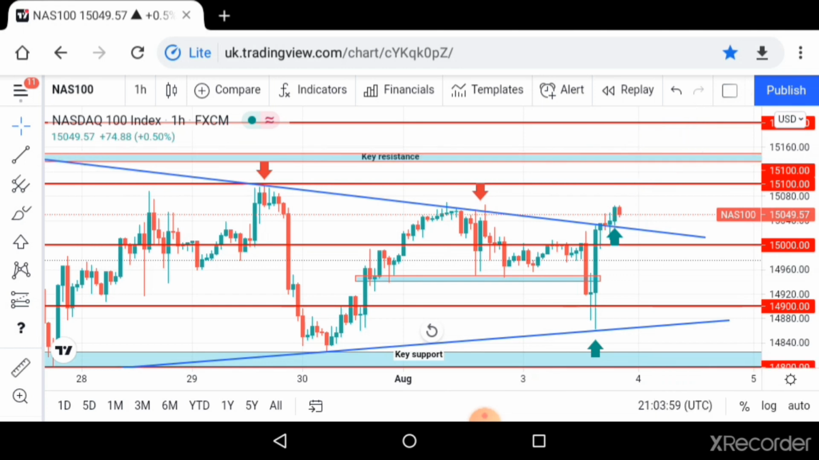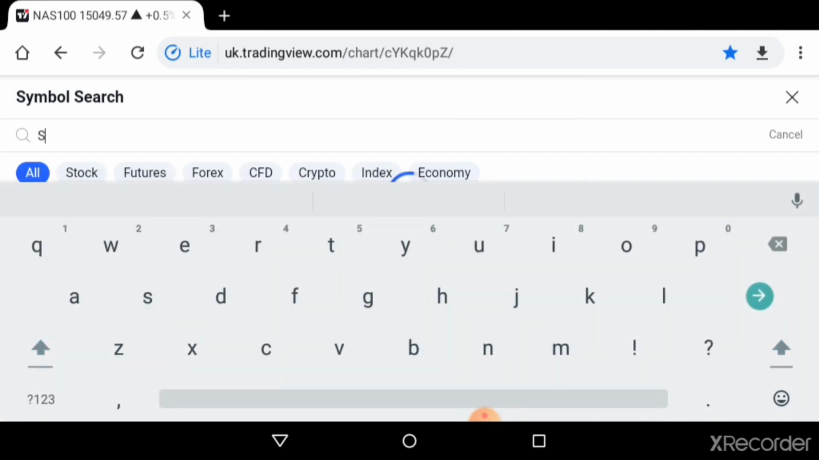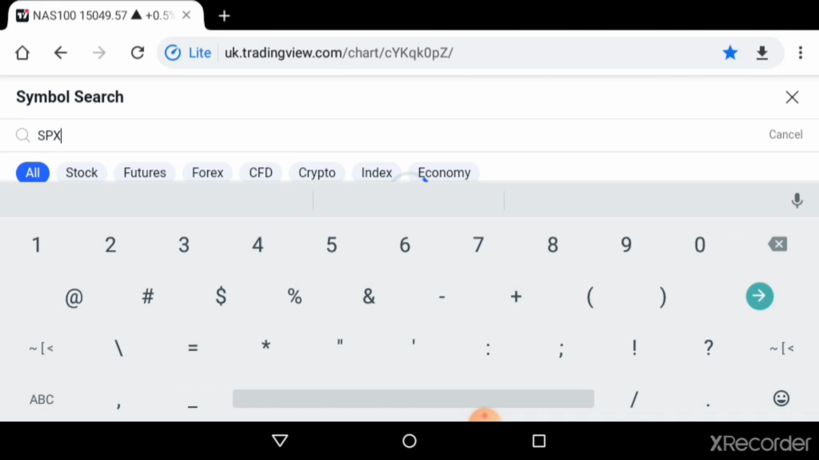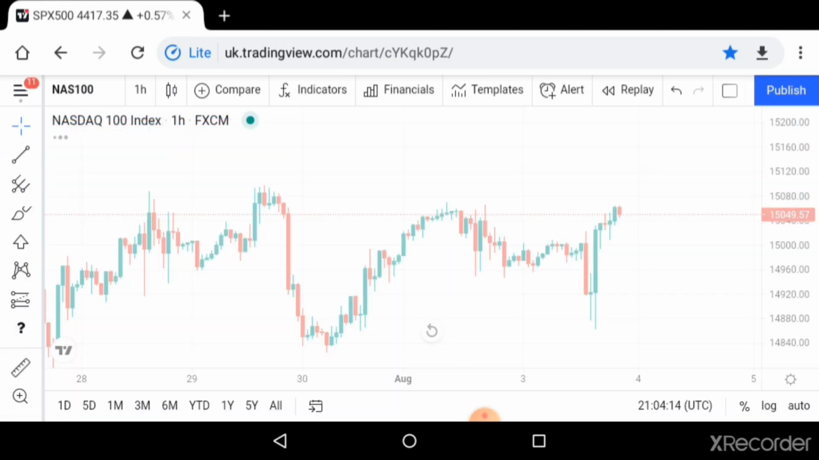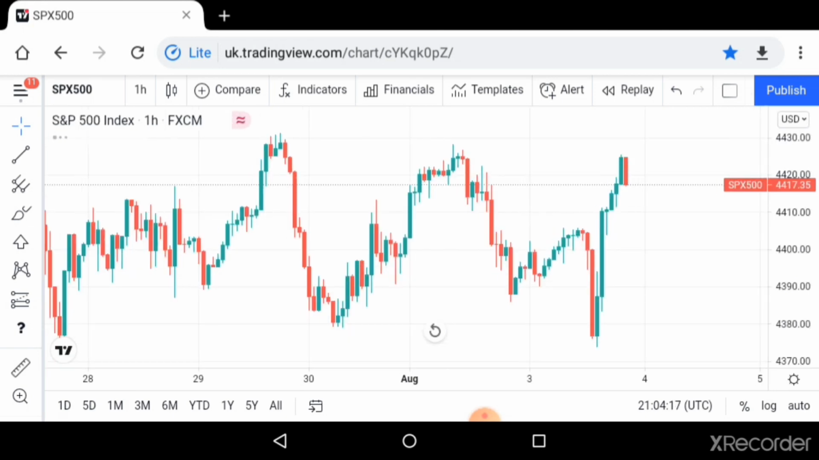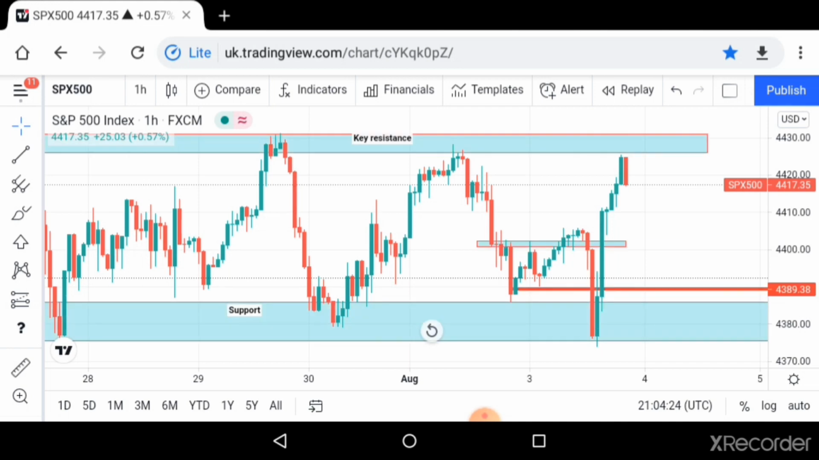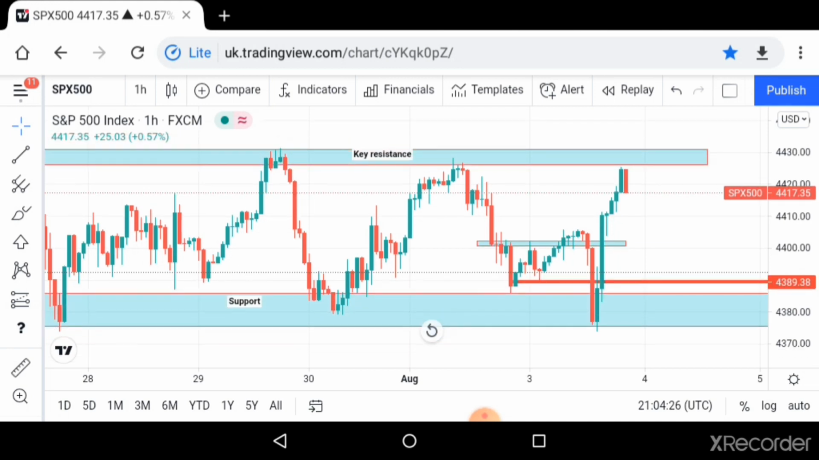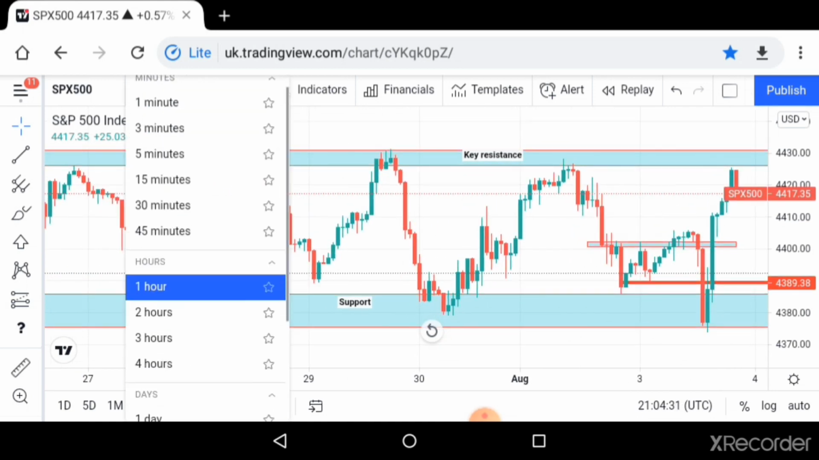Let's also quickly jump into SPX500, which is something I've also been looking at today. See the structure, similar structure. The only difference is that with SPX500 we don't have any trend line structures, but with S&P 500 it's almost in a consolidation. It's always been in a consolidation range. Let's just jump into the smaller time frame.